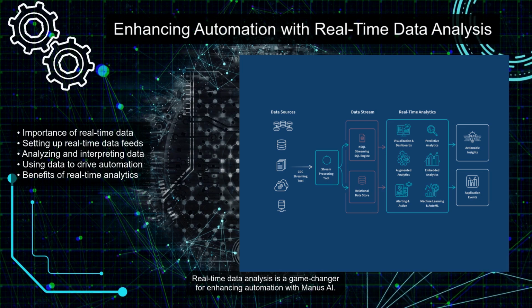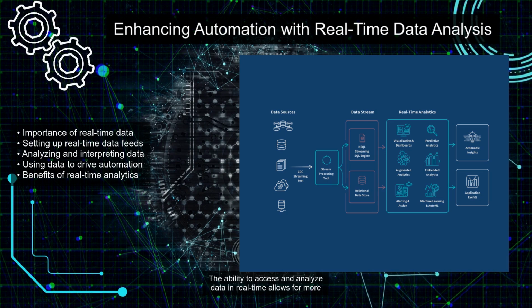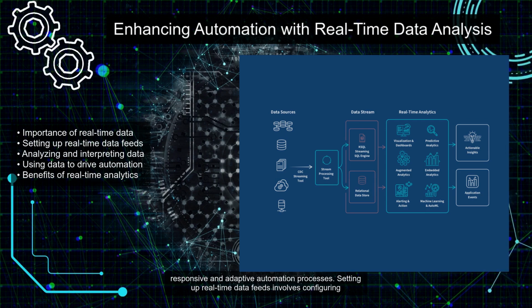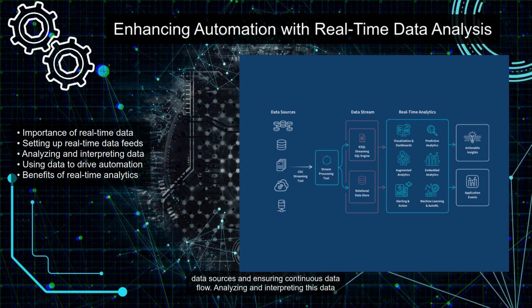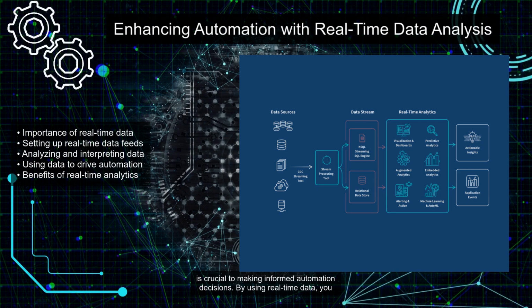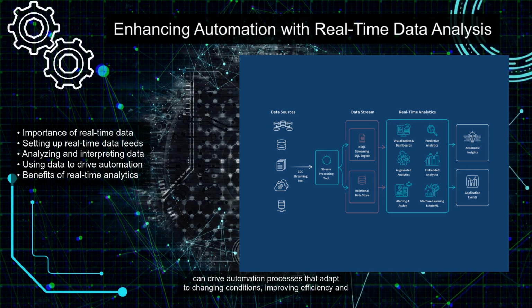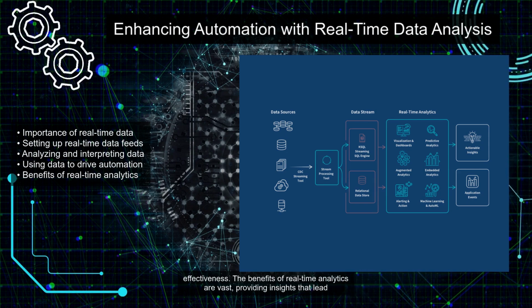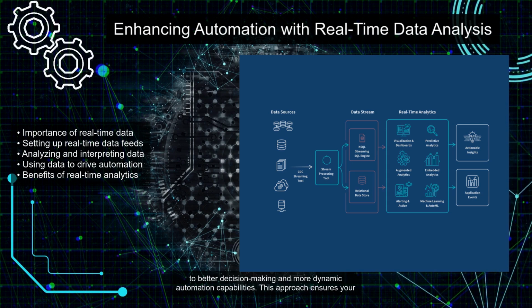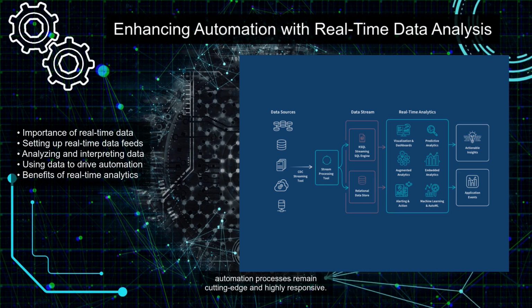Real-time data analysis is a game changer for enhancing automation with Manus AI. The ability to access and analyze data in real time allows for more responsive and adaptive automation processes. Setting up real-time data feeds involves configuring data sources and ensuring continuous data flow. Analyzing and interpreting this data is crucial to making informed automation decisions. By using real-time data, you can drive automation processes that adapt to changing conditions, improving efficiency and effectiveness. The benefits of real-time analytics are vast, providing insights that lead to better decision-making and more dynamic automation capabilities. This approach ensures your automation processes remain cutting-edge and highly responsive.